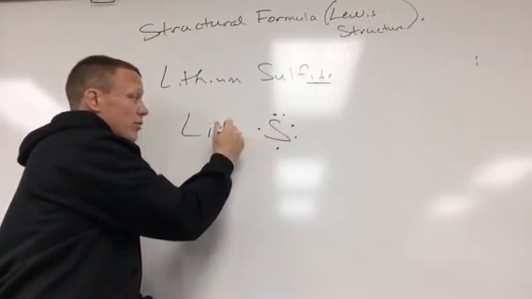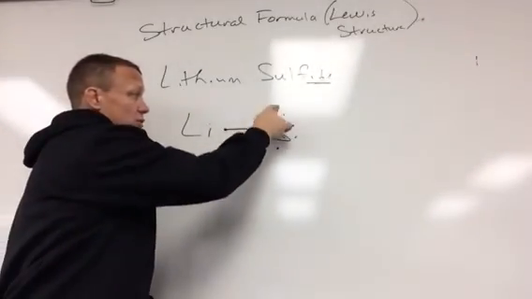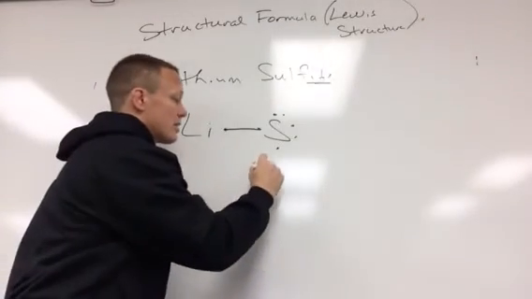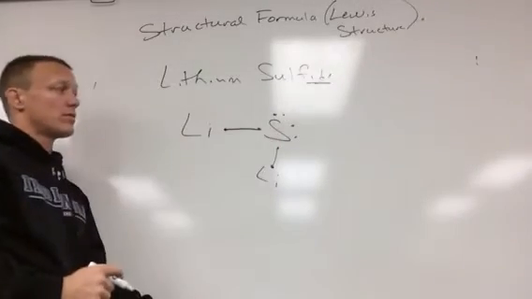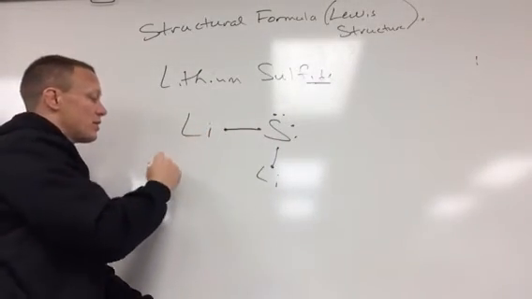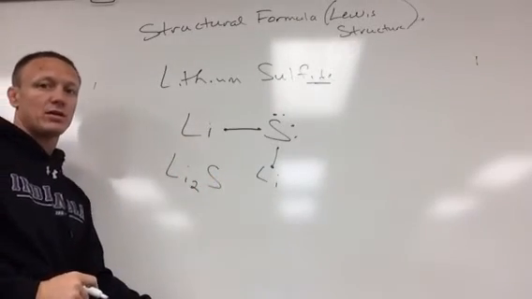So lithium can give 1 to sulfur. There's a bond. Again, bond takes up 2 electrons. Sulfur has 2, 4, 6, 7 electrons around it. Needs another one. Need another lithium in here to give it another electron. Lithium has got rid of their electrons. Sulfur has now got 8 around it. Your chemical formula would be Li2S, lithium sulfide, Li2S.